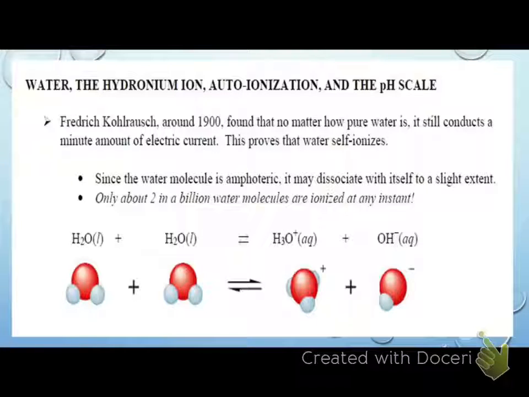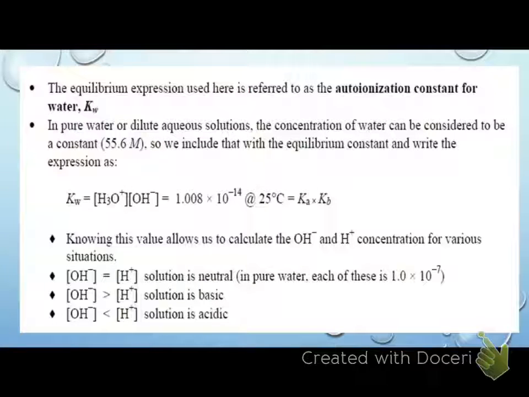Since it's amphoteric, it may, well, not so true. I'll just keep going. So that brings us to the equilibrium expression, which is Kw, which stands for the auto-ionization constant for water. And it is equal to 1 times 10 to the negative 14. So what that means for us is if we know the concentration of one of our ions, then we can figure out the concentration of the other. Because no matter what, the concentrations times each other is always equal to 1 times 10 to the negative 14.